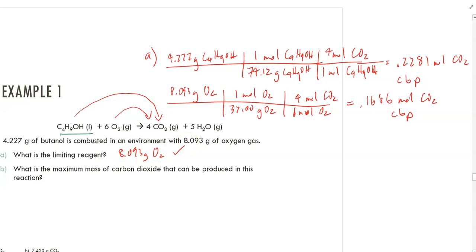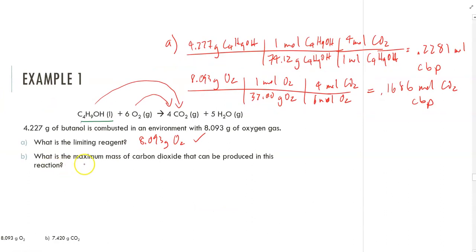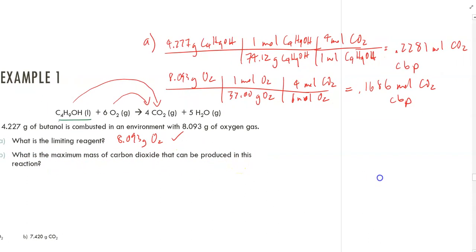Again, because it can potentially produce less, it'll run out before the other reactant, the butanol, will be used. The second question is B, what is the maximum mass of carbon dioxide that can be produced? All right, so looking over here, I'm going to look at these two numbers and decide which one I want to use. Well, since I know this is my limiting reagent, pretty much everything else in the problem should be based off of my limiting reagent here.